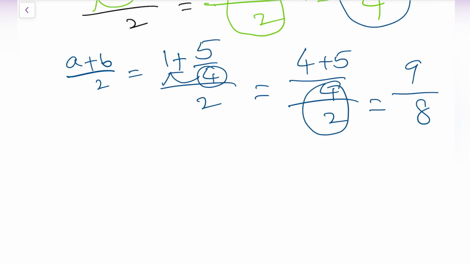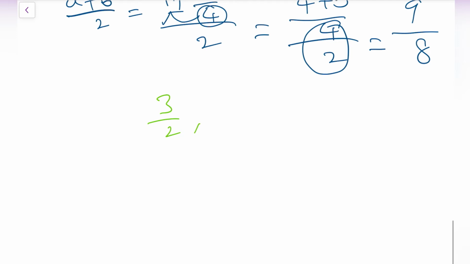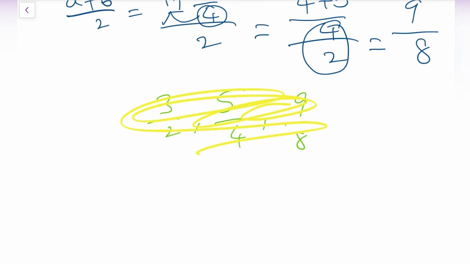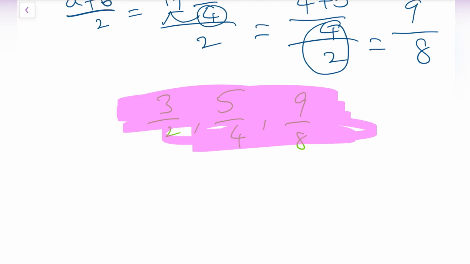So like this, how many you want, you can find that many. Now we got the numbers 3 by 2, 5 by 4 and 9 by 8. So these three are the rational numbers which lie between 1 and 2. One is 3 by 2, one is 5 by 4 and one is 9 by 8. Okay, then let us move to the next bit.